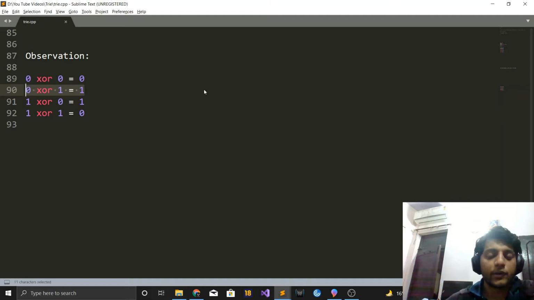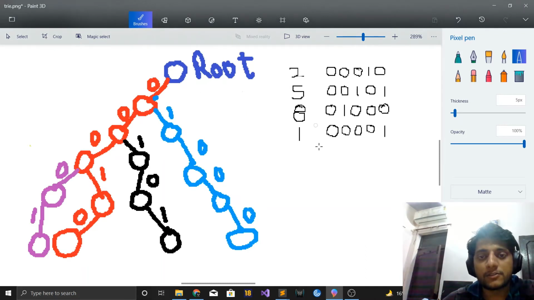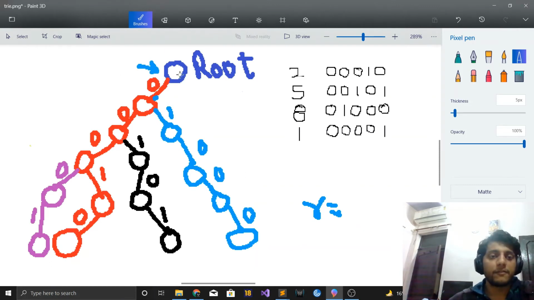So we will try to be greedy here, and whenever we are checking, let me explain it. Let me represent my result here R for 2. First bit for 2 is 0. We are currently at the root node. So first bit is 0, so I will try to see if this root node has a child with bit 1.